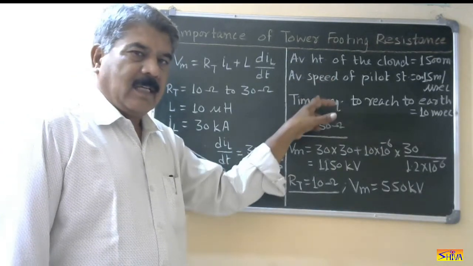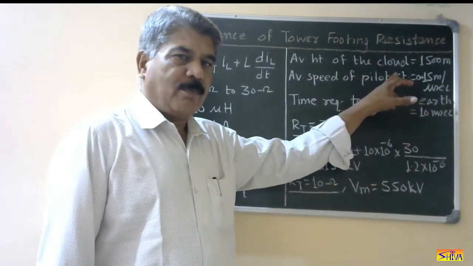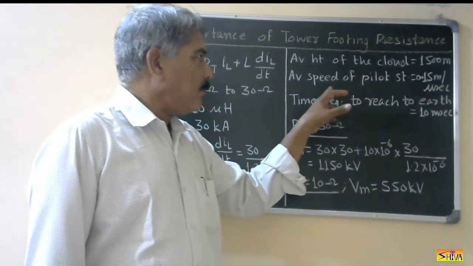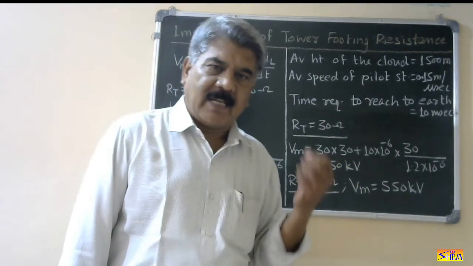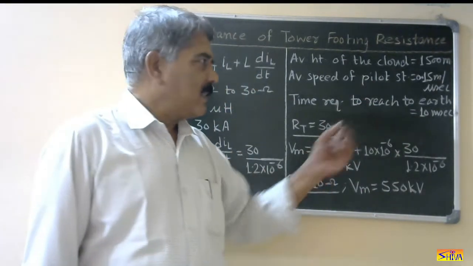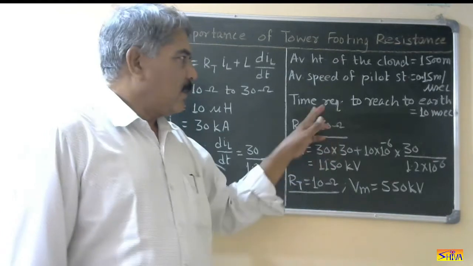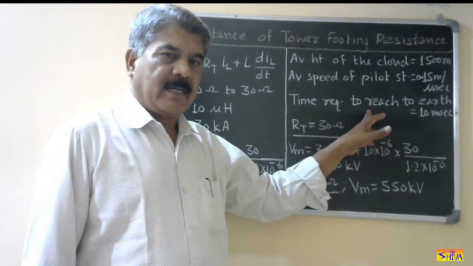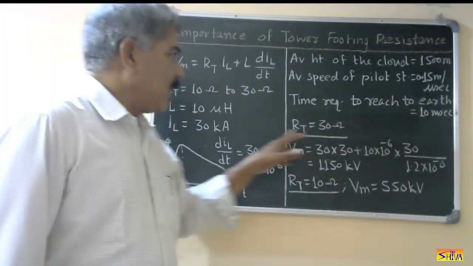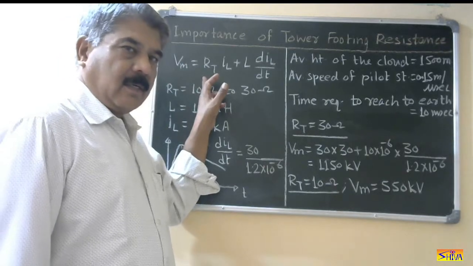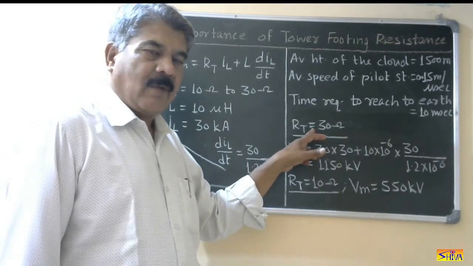These three are also statistically obtained figures. Average height of the cloud we take for computation purpose as 1500 meters. Average speed of pilot leader or pilot streamer, that is the channel which starts from the cloud towards the earth, has average speed of 0.15 meters per second. Therefore, the time required for this pilot leader or pilot streamer to reach the earth from the cloud is 10 milliseconds. Now let us compute this tower top voltage, that is Vm, with tower footing resistance value of 30 ohms.